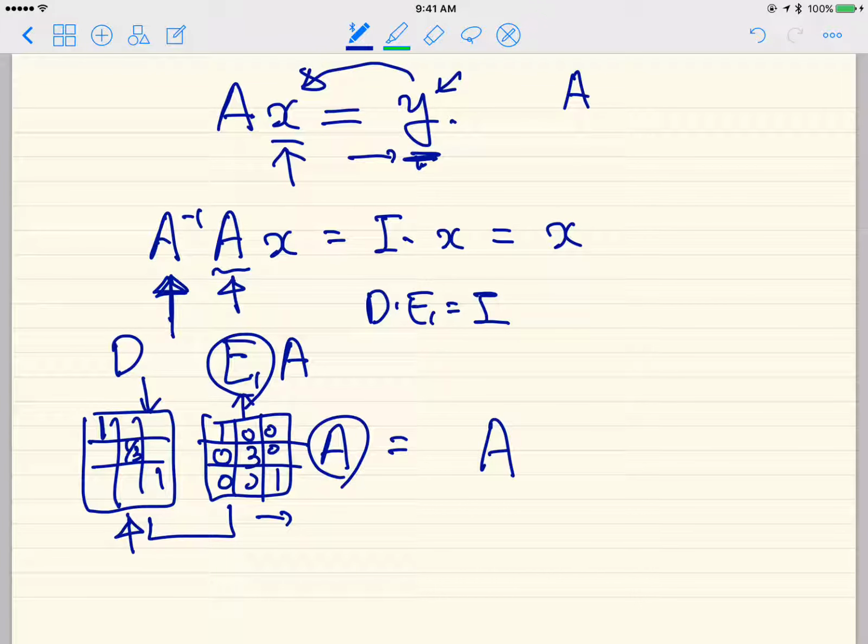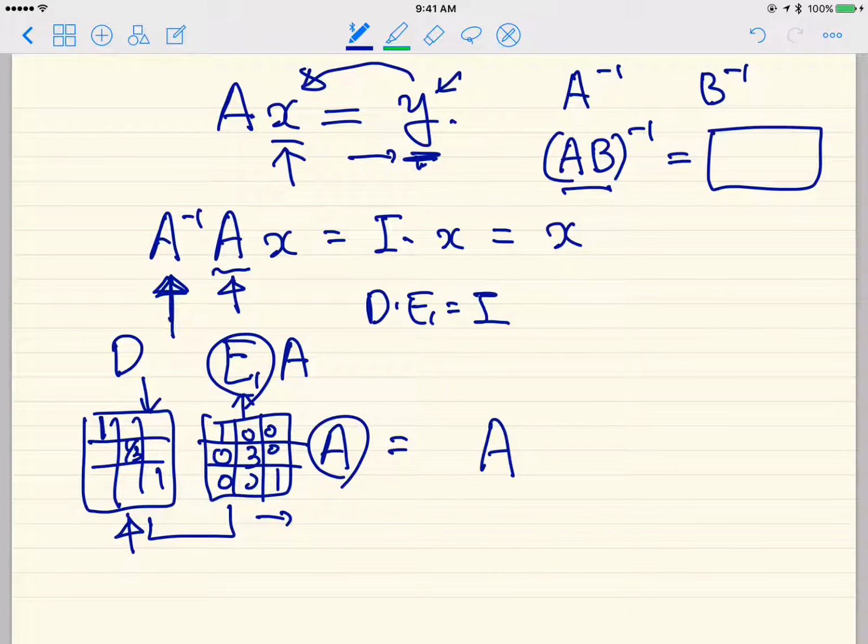If A has an inverse and B has an inverse, what is the inverse of the product of them? The first question is, is this product invertible? And if it is invertible, what is the inverse matrix? In that case, it is B inverse, A inverse, right? So each matrix is invertible, and then the whole product of these invertible matrices will also be invertible, and we can just reverse the order and write the inverse of each matrix.